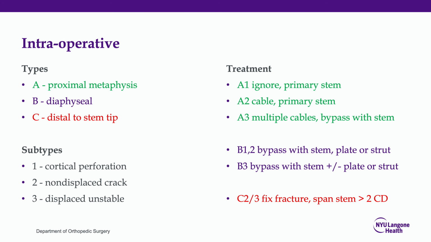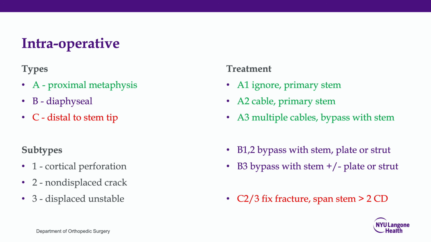Your B1 or B2 fractures, these are diaphyseal fractures, but it's going to be a cortical perforation or a non-displaced crack in the cortex. This is often at the tip of the stem, and so you're either going to have to remove the stem and replace it, bypass them with a longer stem, or if your stem has solid fixation proximal to the crack or the perforation, you could elect to bypass the defect with a plate or a strut and keep your shorter stem.